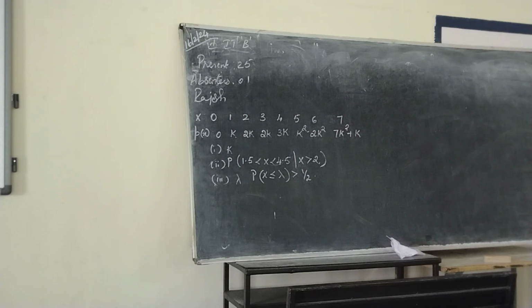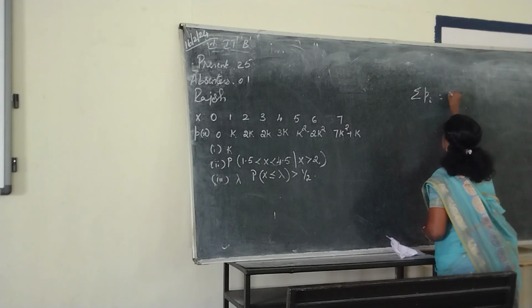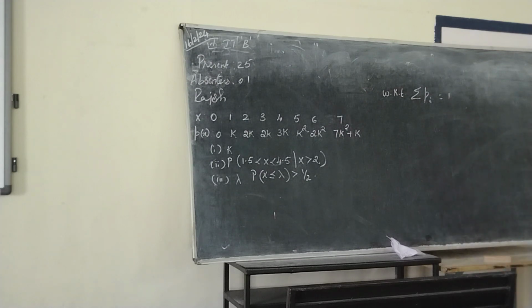The total probability value is 1. So when you add all the probability values, it should be equal to 1. Using that concept, we are going to find our k value. Okay, so start the solution. We know that summation of pi equals 1. Summation of pi, what is the meaning? Total of all probability.